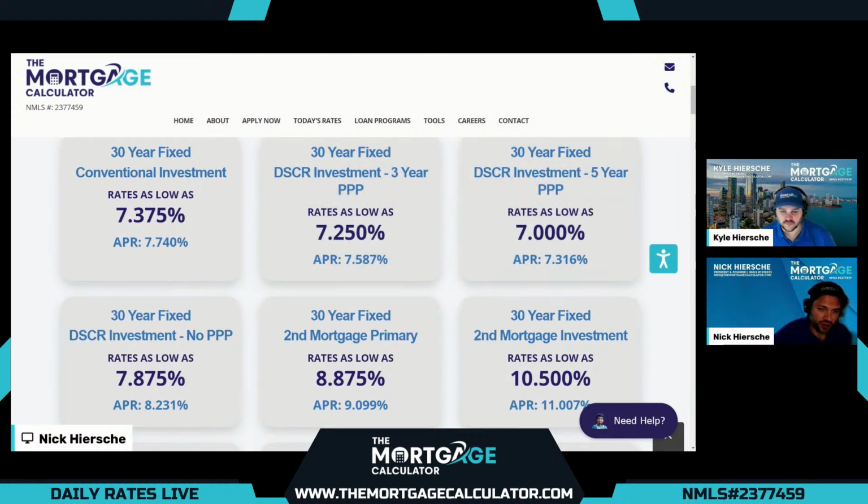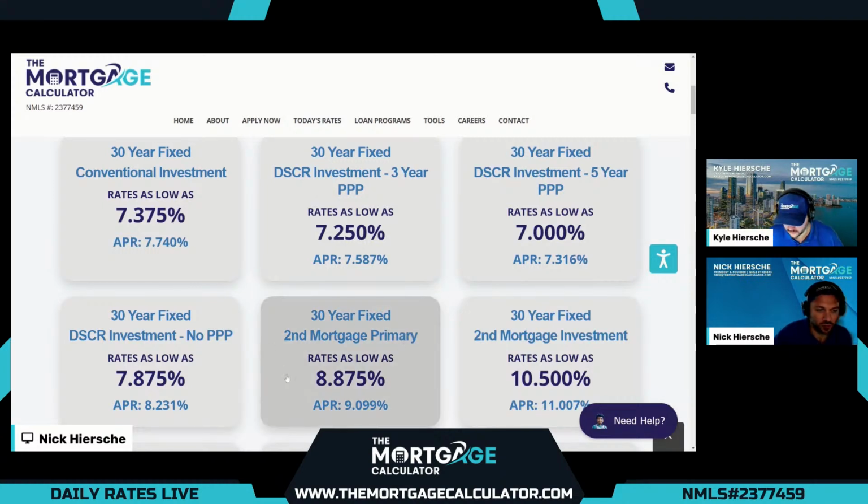And a couple other non-QM options we have here. First, our 30-year fixed second mortgage option. So a lot of people have a fixed rate first mortgage. That's definitely preferable. They don't want to refinance the first mortgage, but still want to get cash out. HELOCs are an option, but these are more popular now: second mortgages, fixed rate second mortgages.